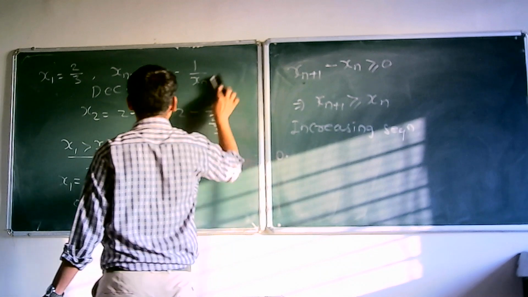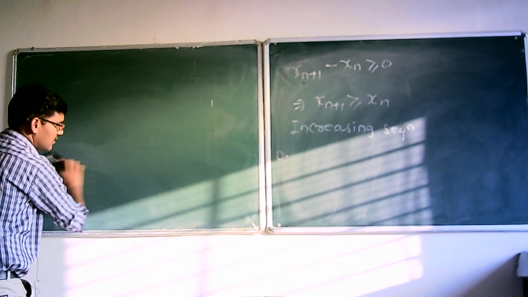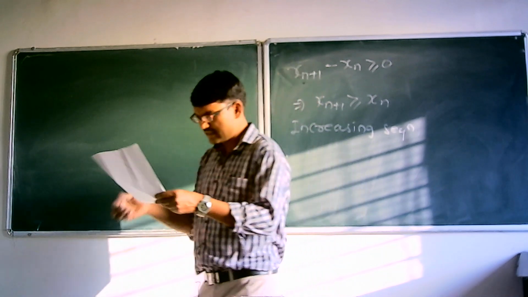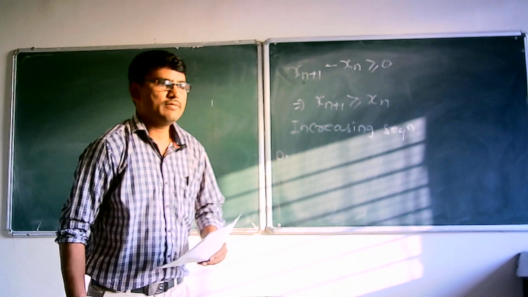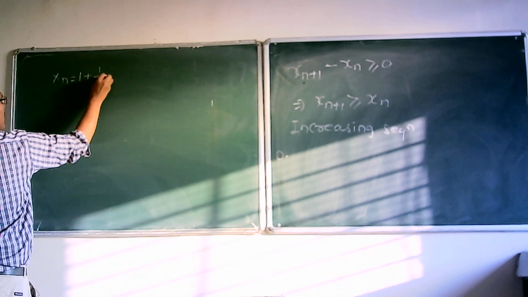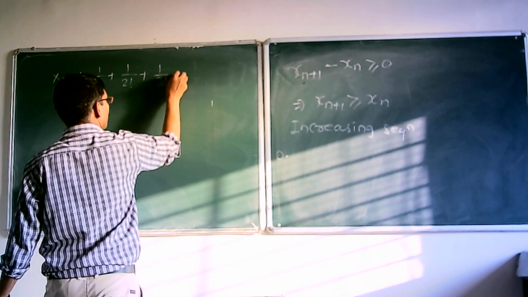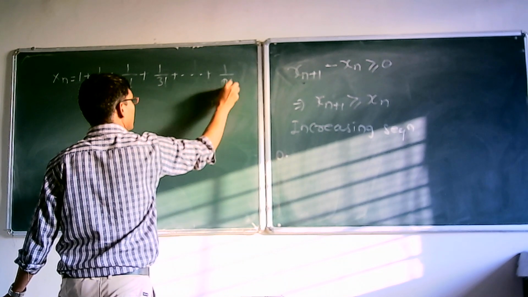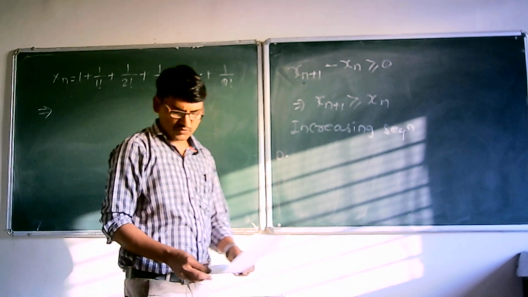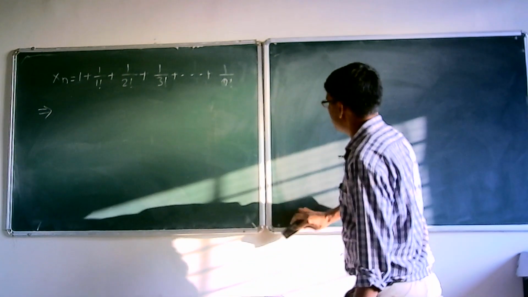Now next, check whether the sequence xn is equal to 1 plus 1 upon 1 factorial plus 1 upon 2 factorial plus 1 upon 3 factorial plus dot dot dot 1 upon n factorial is bounded. Whether this sequence is bounded or not.